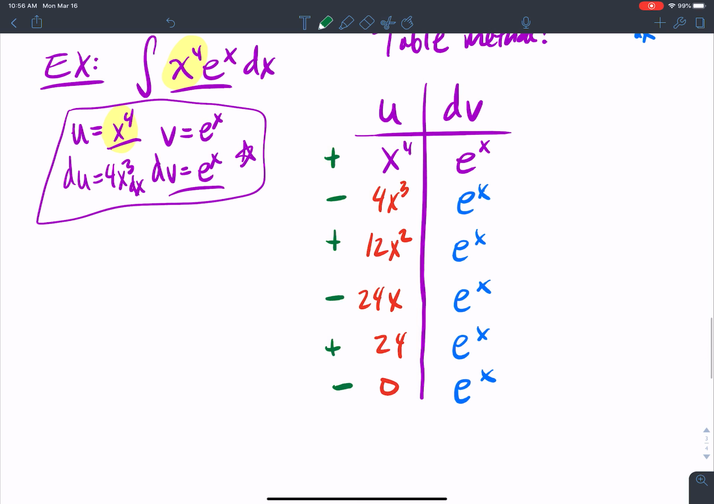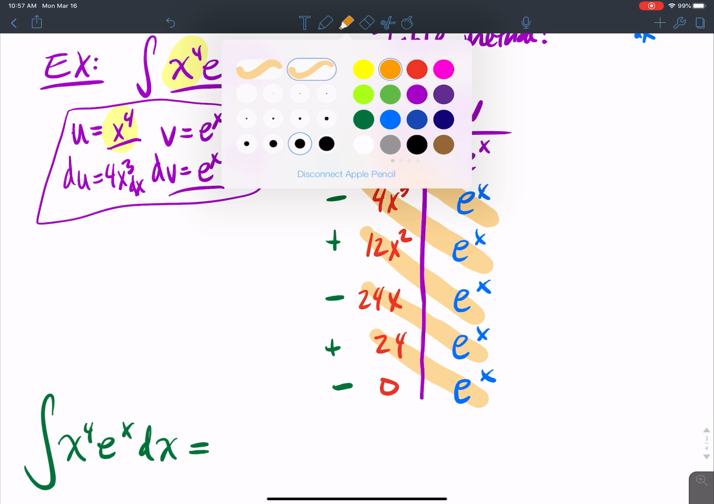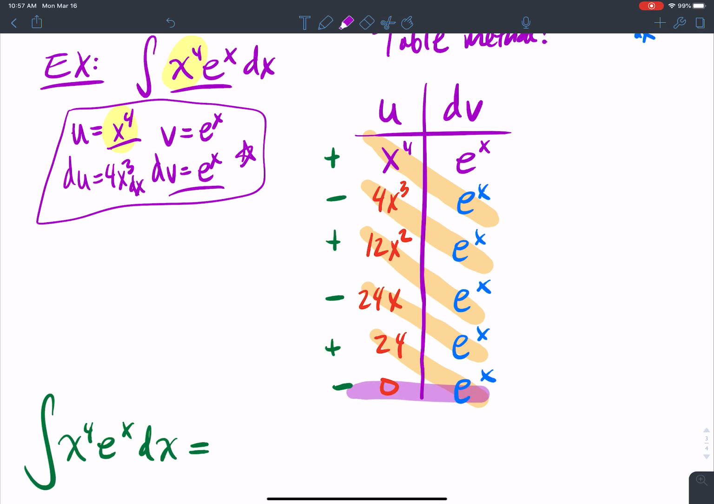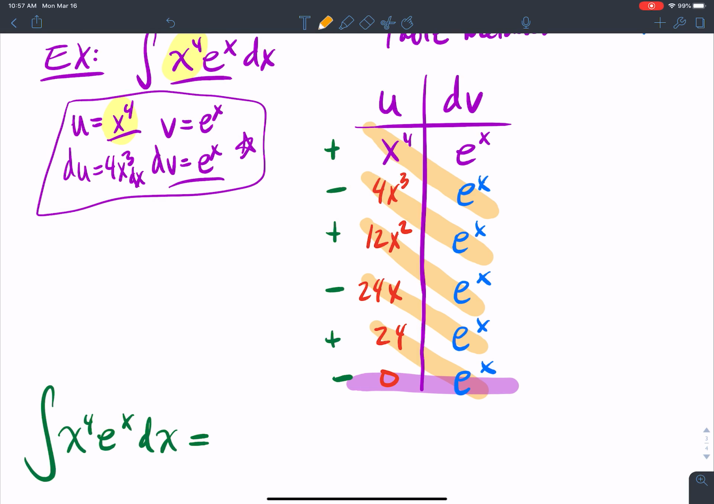All right, so let me rewrite everything. I got the integral of x to the fourth e to the x dx is equal to... Now here's the beauty in the table. I multiply across the diagonals and I integrate across the horizontals. So I'm going to go all the way down. I stopped at 0 because after 0 it's just 0 derivative forever. Okay, and then I'm going to do a different color. I'm going to do purple here for that last one just to designate. Okay, so let's do this.